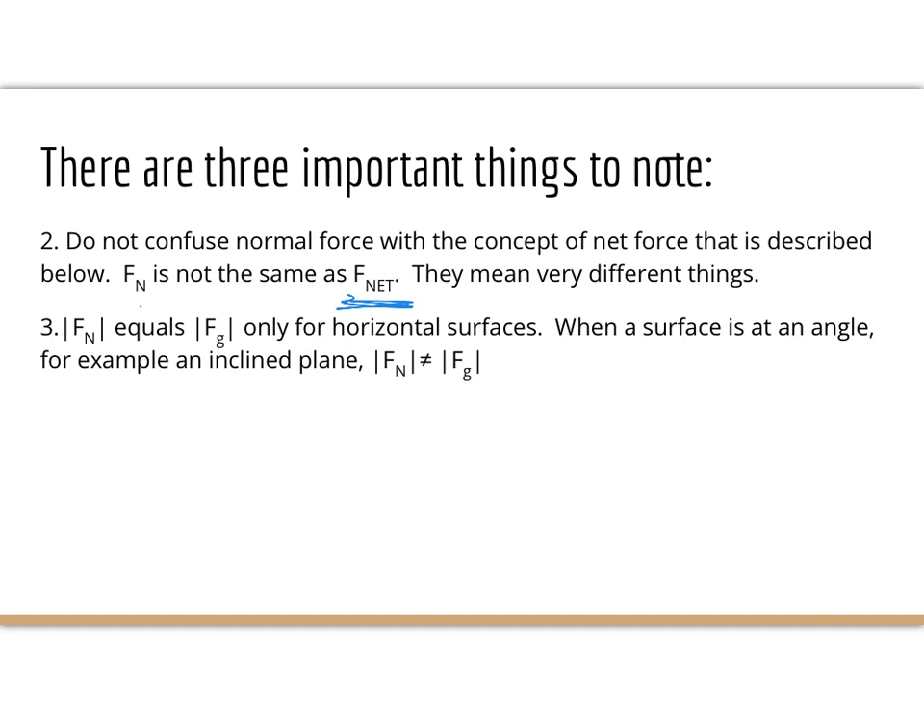Fn is always there. The magnitude of Fn equals the magnitude of Fg, again remembering that they're equal in opposite direction. We're just looking at their numerical value, only for horizontal surfaces. So what that's saying is Fn and Fg are equal when this object is on a horizontal plane. When it's on an angle, some angle theta, we have our object sitting here.